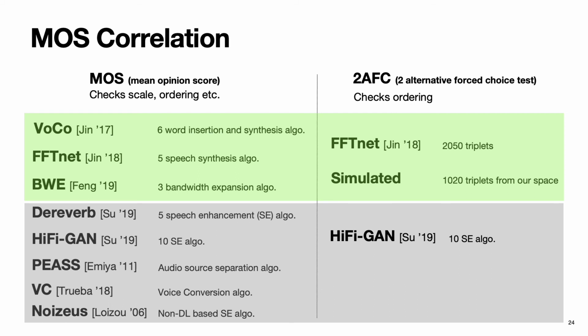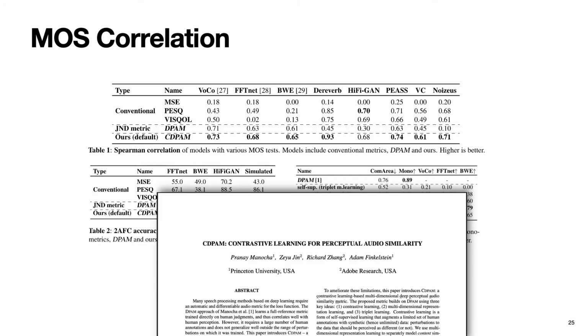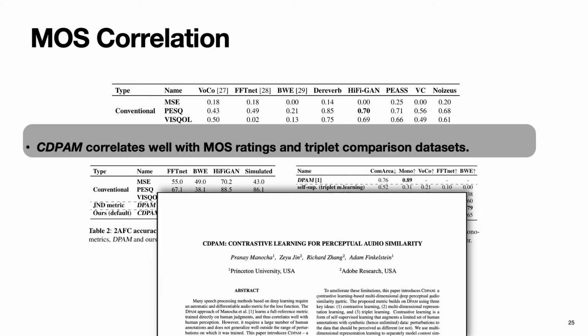To measure the performance of this metric, we first check for correlations with MOS. In this work, we extend the datasets that we look at to include various diverse publicly available datasets like audio source separation, the voice conversion challenge, and also the conventional noisy speech dataset, which is a non-deep learning based speech enhancement dataset with MOS ratings. Overall, we look at 9 different datasets and check how well CDPAM correlates with the MOS ratings. I won't go into details on each dataset, but the takeaway point here is that CDPAM is able to correlate well with MOS ratings across various datasets as well as various triplet 2AFC tests.